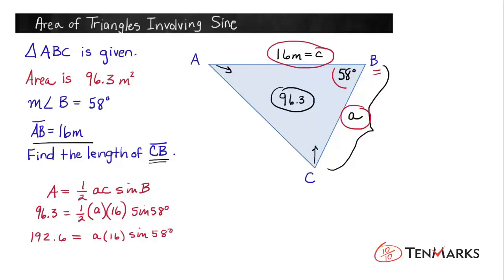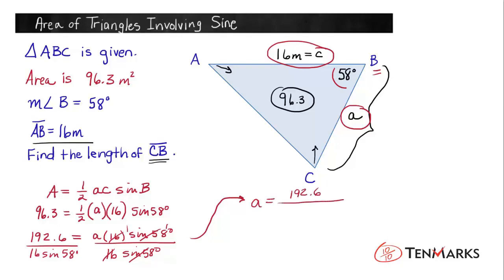You could go ahead and simplify the right-hand side, but that's going to give you an awkward decimal to work with. So why not go ahead and divide both sides by 16 times the sine of 58 before simplifying. That'll give us 192.6 divided by 16 times the sine of 58 degrees. And this side will be A times 16 times sine of 58 degrees divided by 16 sine 58 degrees. And both of these, the 16 and the 16 goes to 1, and the sine of 58 degrees and the sine of 58 degrees goes to 1. So our equation is going to look like this. A equals 192.6 divided by 16 times the sine of 58 degrees.